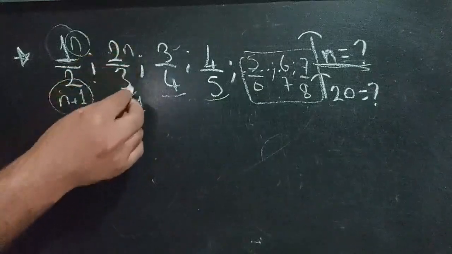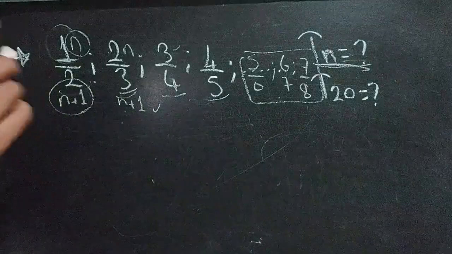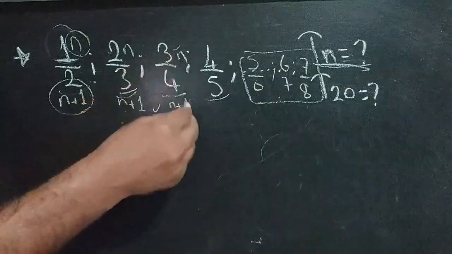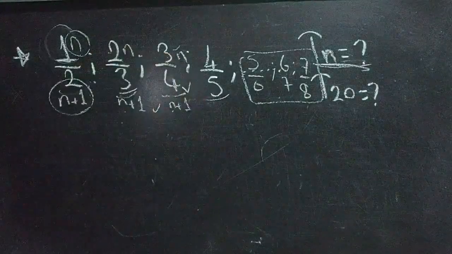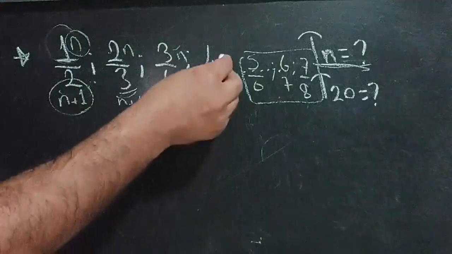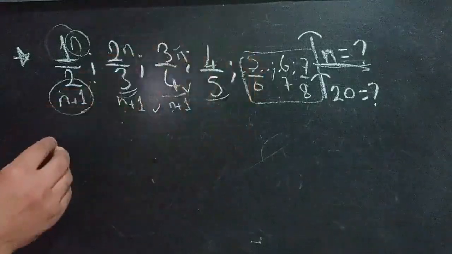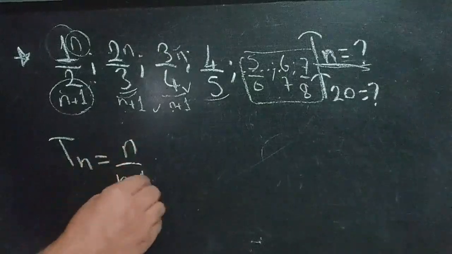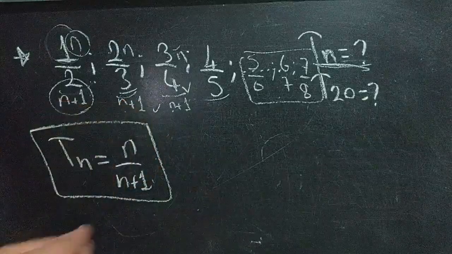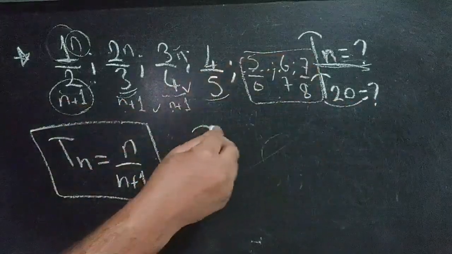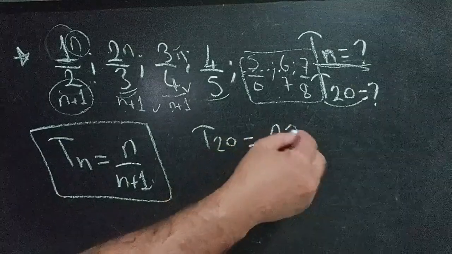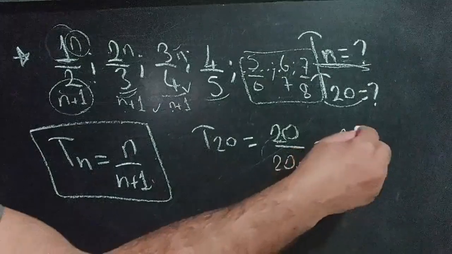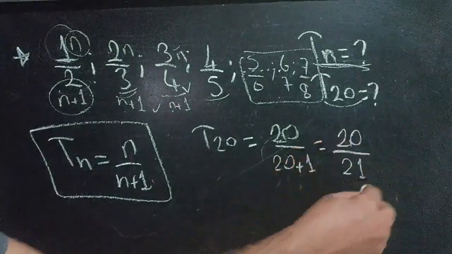See, 2 plus 1 is 3. Okay, that's correct for this one. Let's try this one: 3 plus 1 is 4. All right, it is correct for this one too. And let's check the last one: 4 plus 1 is 5. Okay, my general formula is going to be n over n plus 1, and term 20 will give me 20 over 20 plus 1, which is 20 over 21.